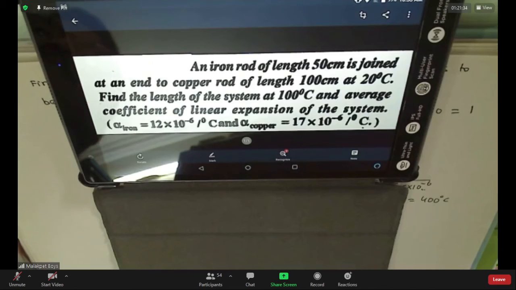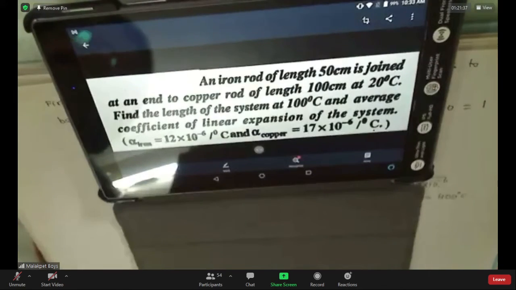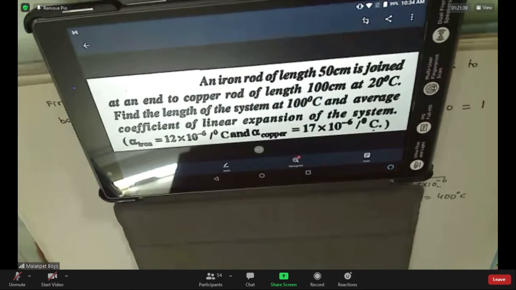Long back I posted. Circular motion. Circular motion. Okay. Not now, long ago I posted. Just now again I reposted the same thing.